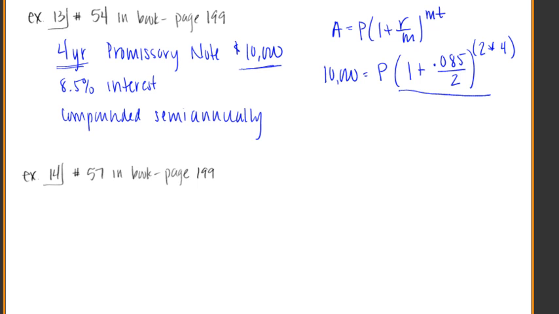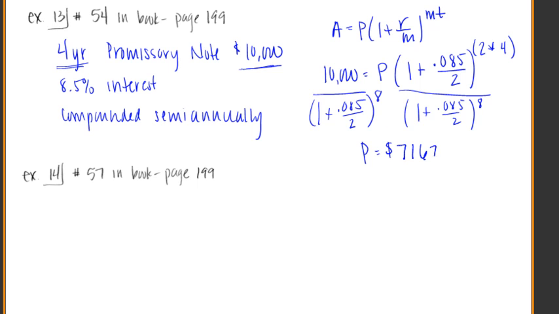Okay, so just to solve this out, we just have to divide by what all this is over here connected to P. Let's put each of these in a calculator, and when we do that, we should get a P value equal to $7,167.89. So if I put that away right now, then for sure I have $10,000 available after 4 years. Okay?